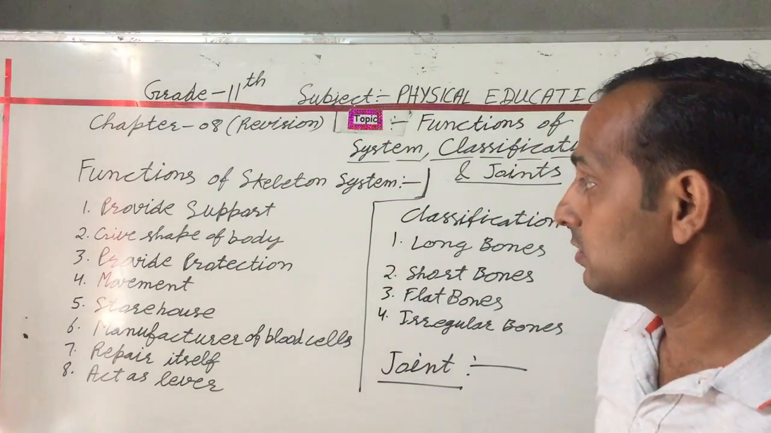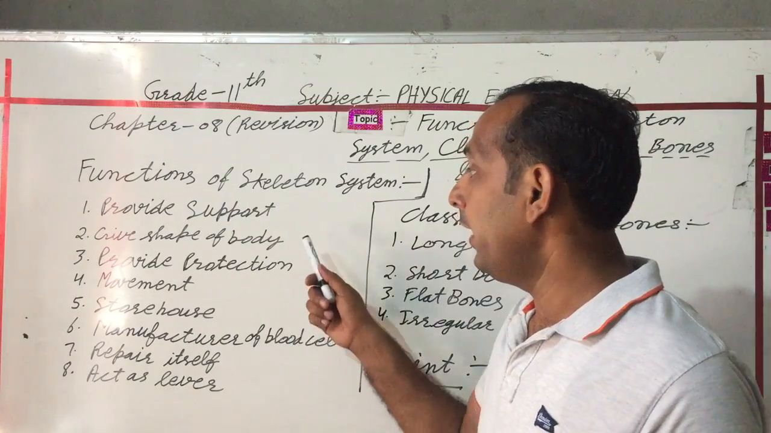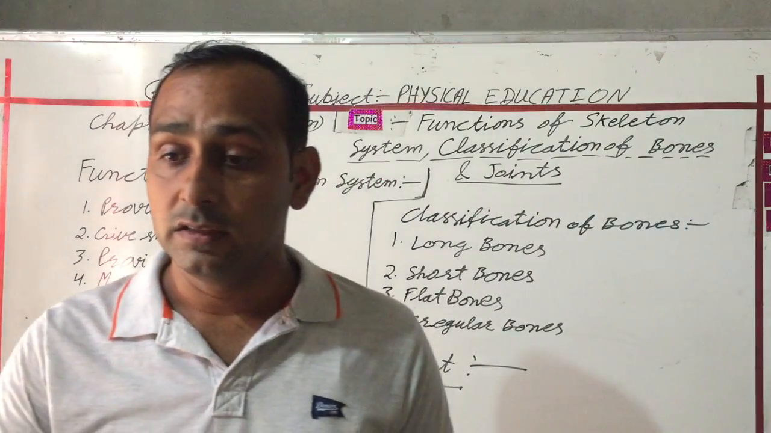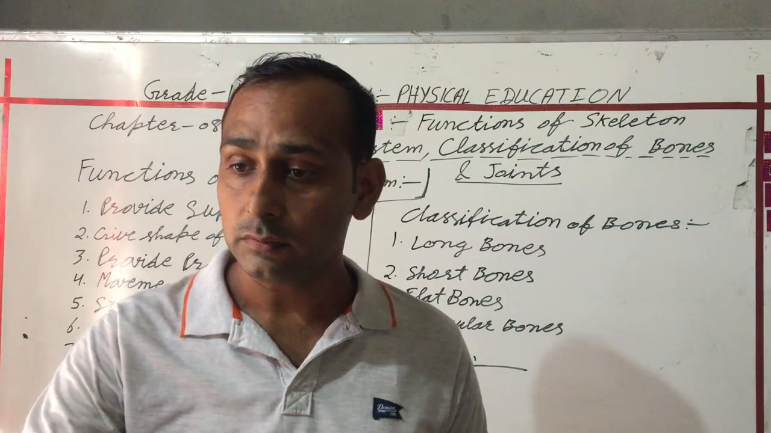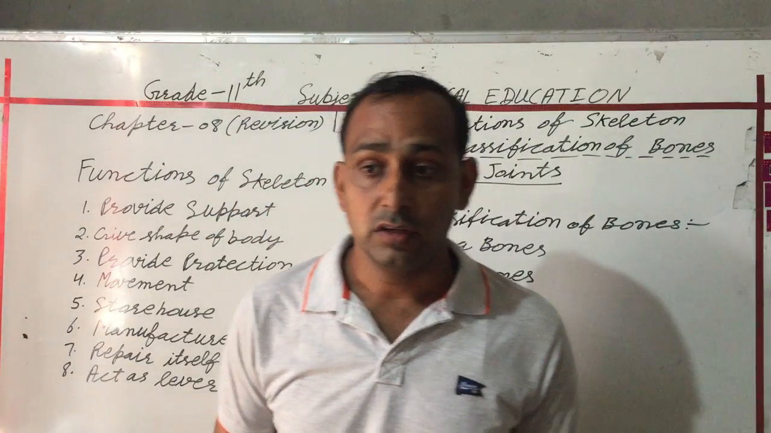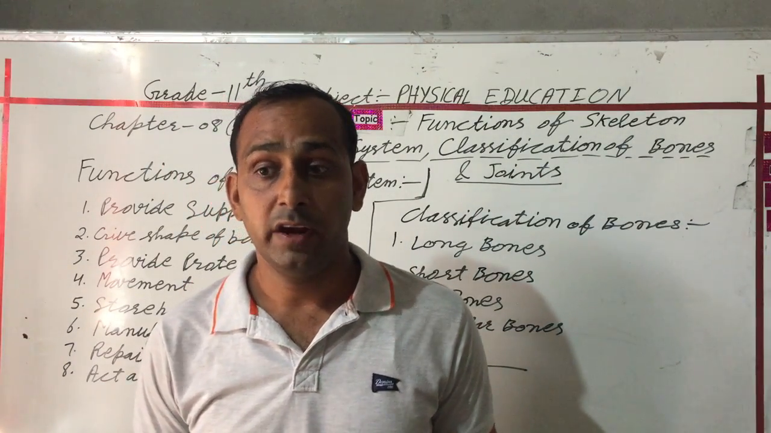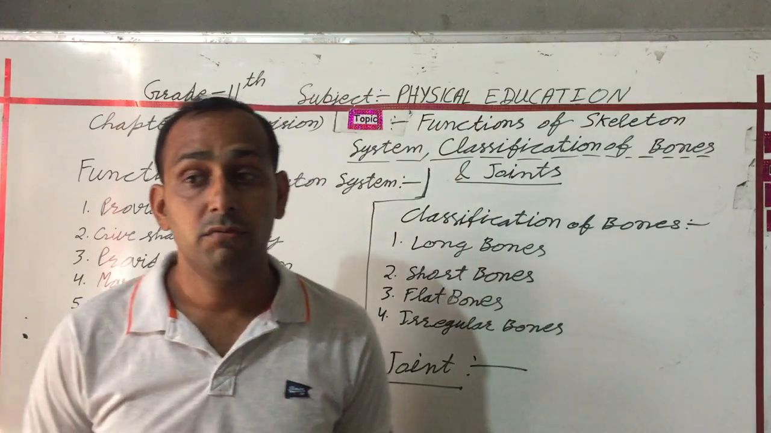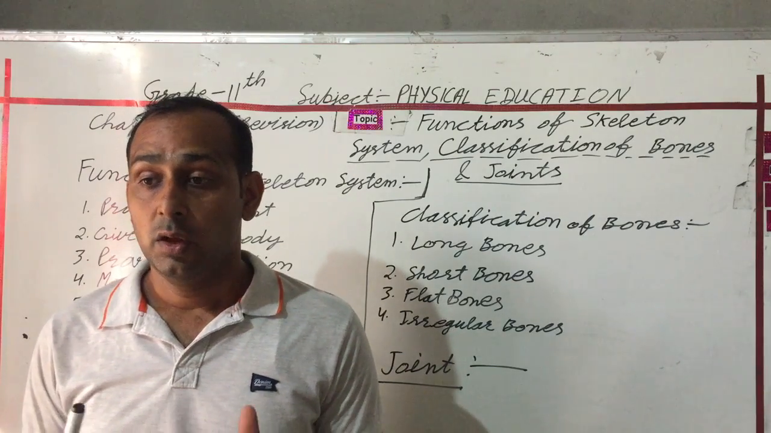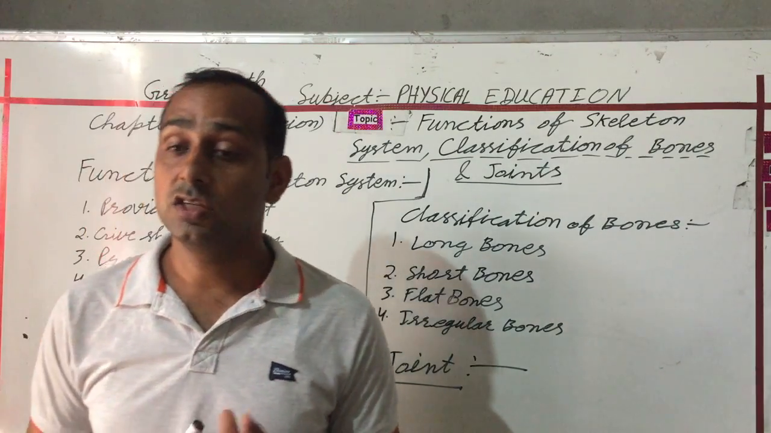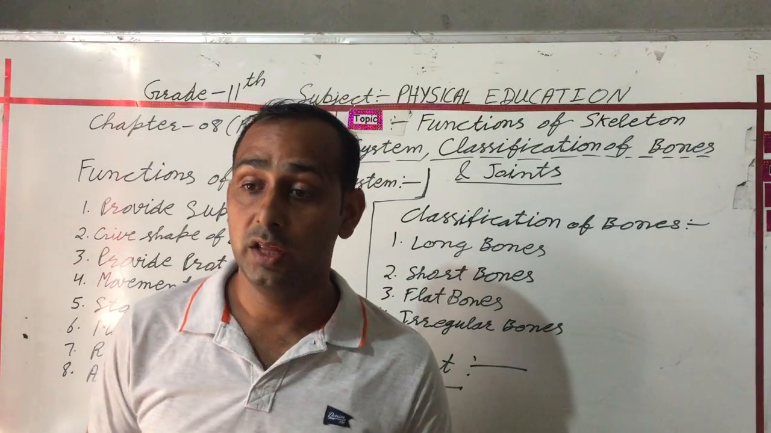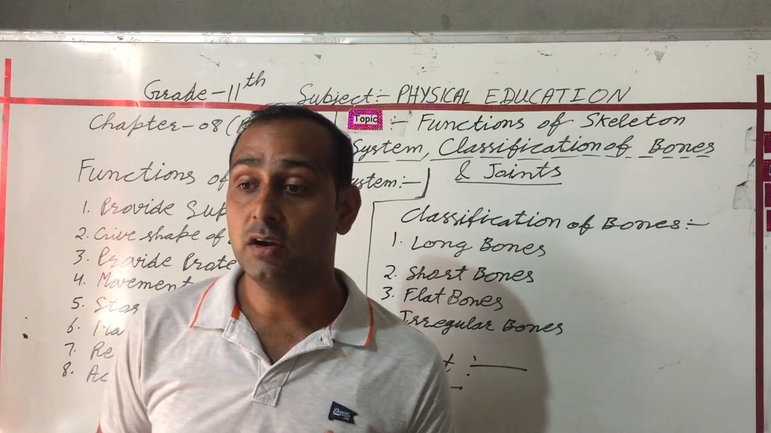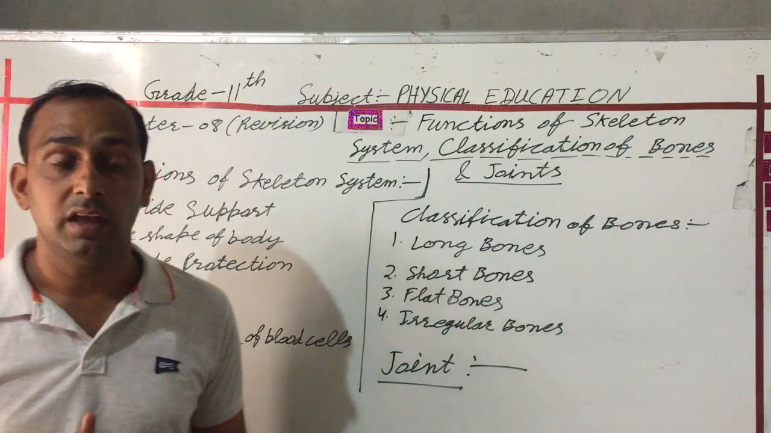Again I explain only the main topics. The functions of the skeletal system: the first is to provide support. Our body needs support every time. Thus, the skeletal system provides a frame for the body and gives a particular structure, shape and height to the body. It provides surfaces for the attachment of muscles, tendons and ligaments.